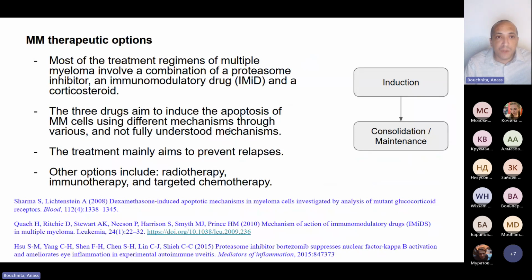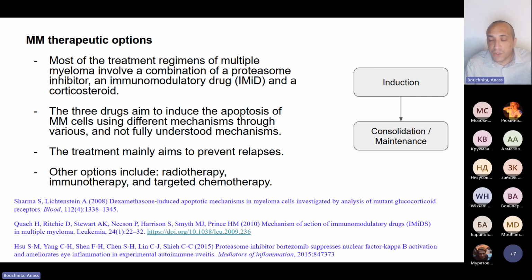What are the treatment options for multiple myeloma? Unfortunately, the treatment of multiple myeloma is not successful most of the time, and this is due to the intraclonal heterogeneity of multiple myeloma. When we use chemotherapy, we cannot eliminate all the cells, because some cells belong to clones which are more resistant to the treatment, and this leads to relapse.